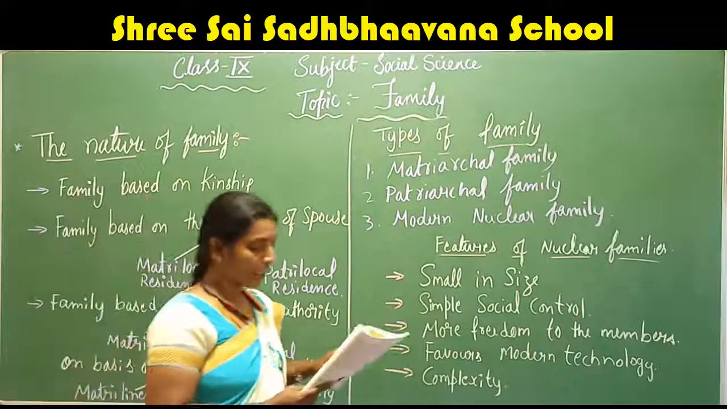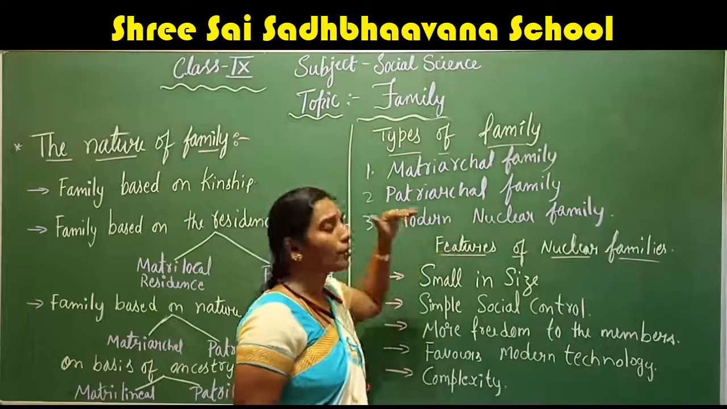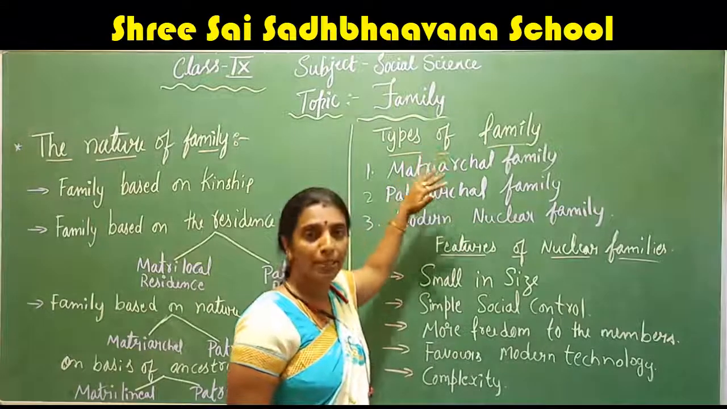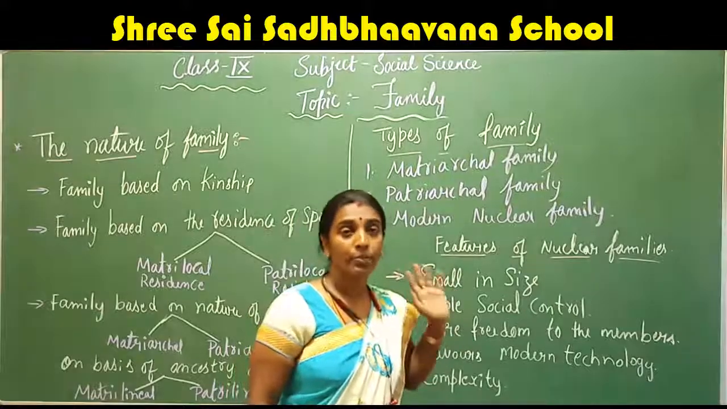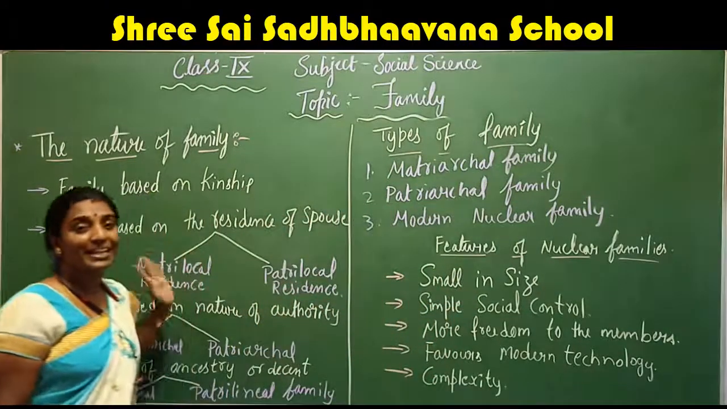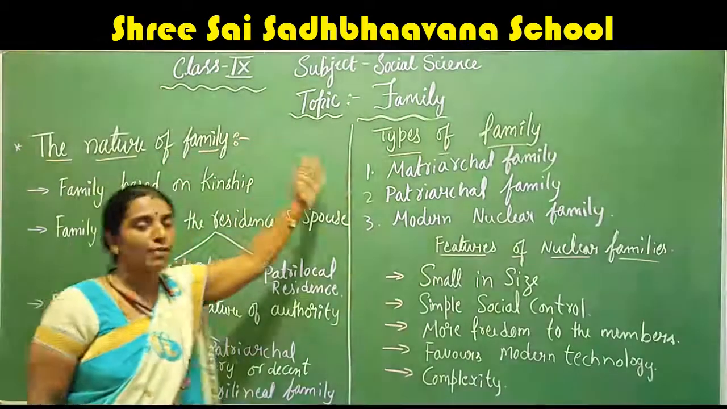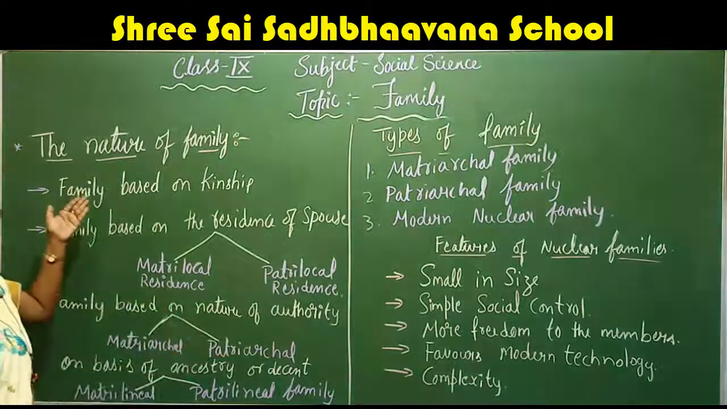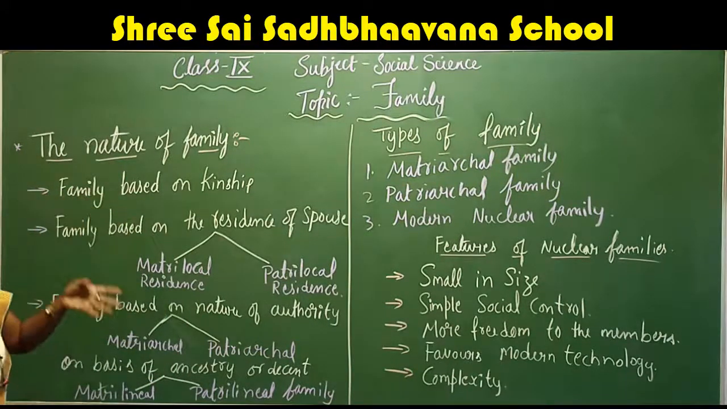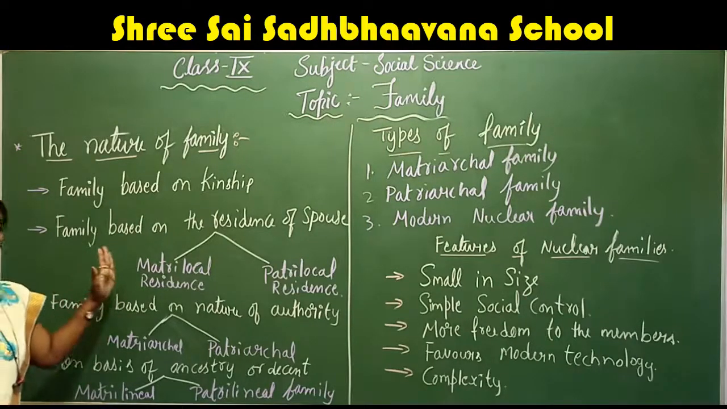When you come to types of family, there are matriarchal family, patriarchal family, and modern nuclear family. How have these types of families been classified? According to the nature of the family. We learnt about the nature of the family. The types of family are classified according to its nature. What are the natures of the families? One is family based on kinship, another is based on the residence of spouse, that is maybe matrilocal or the patrilocal.